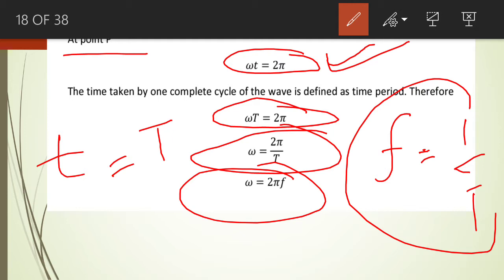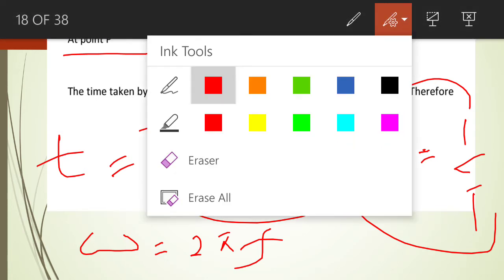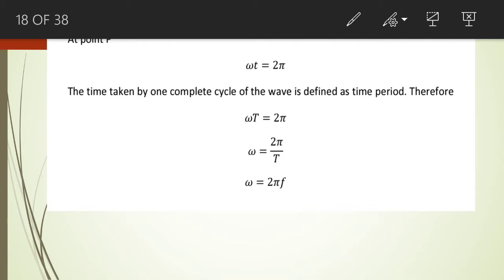So the angular frequency of an electromagnetic wave in any medium will be equal to 2 pi f. This equation is valid in any medium. We don't care whether the medium is a lossy medium or a lossless medium. So what we are going to do now is derive the equation for the phase constant.